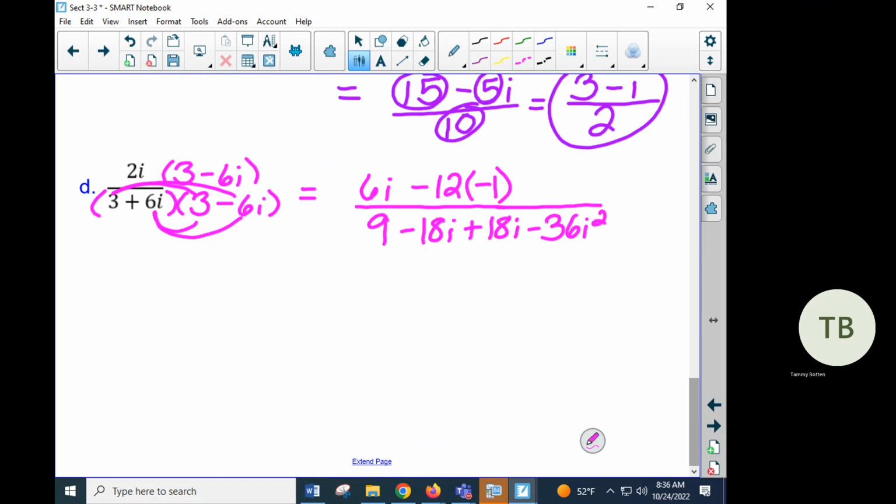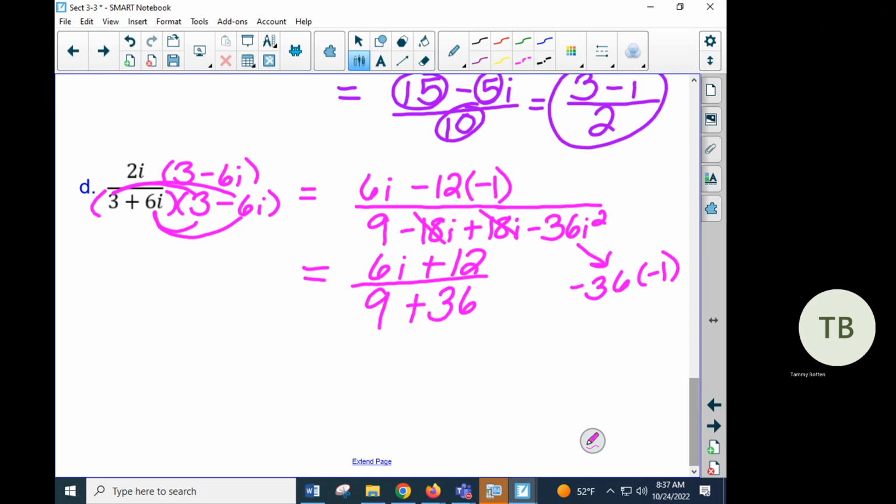Okay. Now, on top, I'd have 6i. -12 times -1 is plus 12. Again, on the bottom, the middle 2 should cross out because they're exactly the same. And then, do you guys get how this is really -36 times a -1? And 36 times a -1 is plus 36. So then I'd be left with 6i plus 12 over 45.